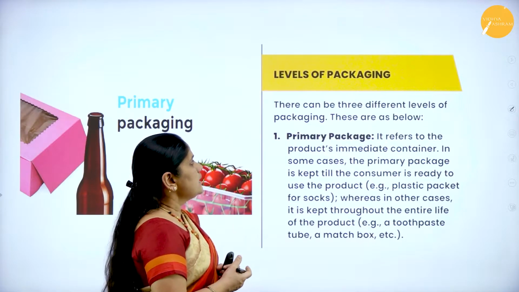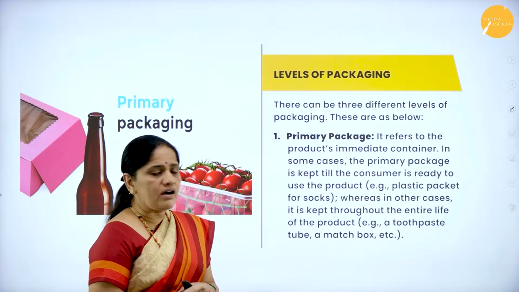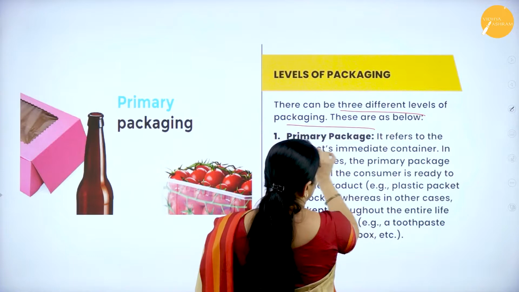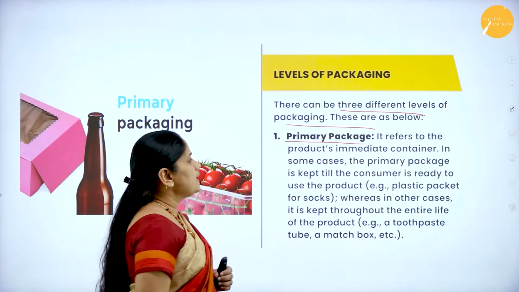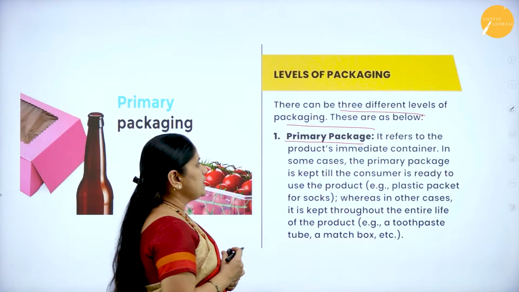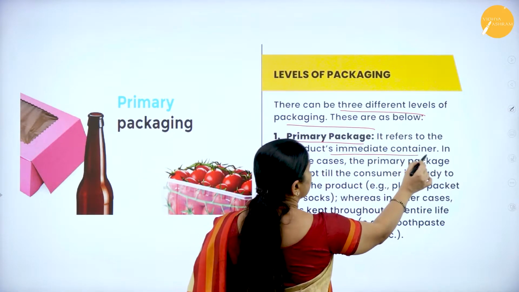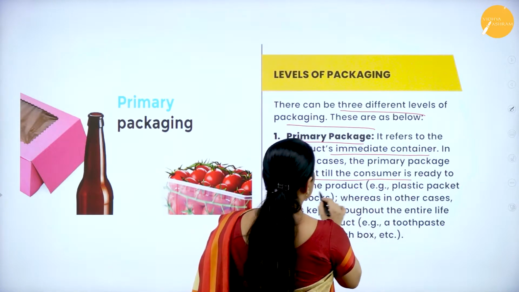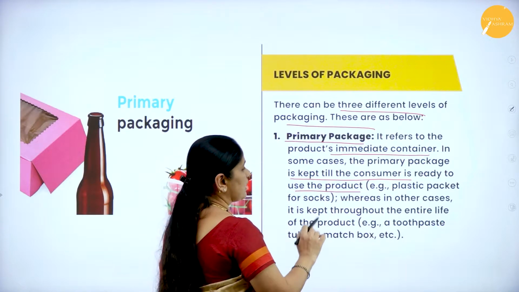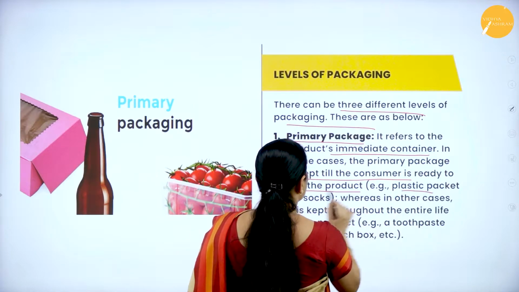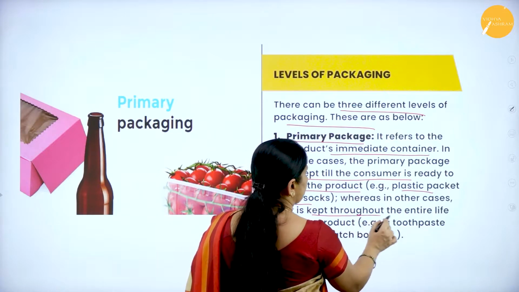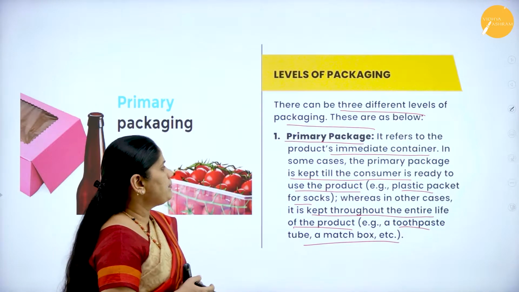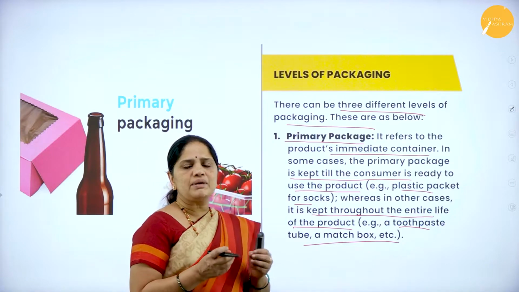Then, next, let us see about the various levels of packaging. There are three different levels of packaging. In this, the first one is the primary package. What is the primary package? It refers to the product's immediate container. In some cases, the primary package is kept till the consumer is ready to use the product. For example, the plastic packet for socks, whereas in other cases, it is kept throughout the entire life of the product.